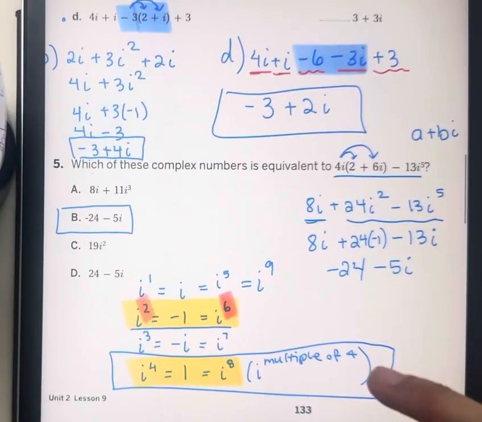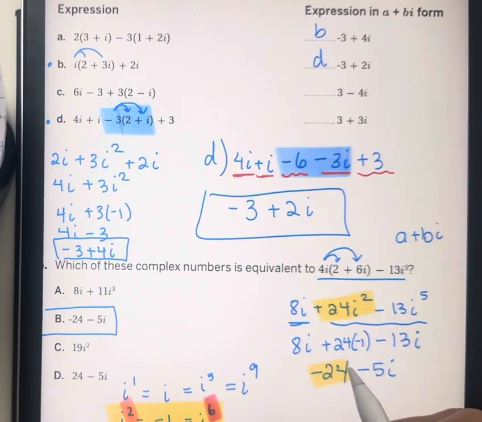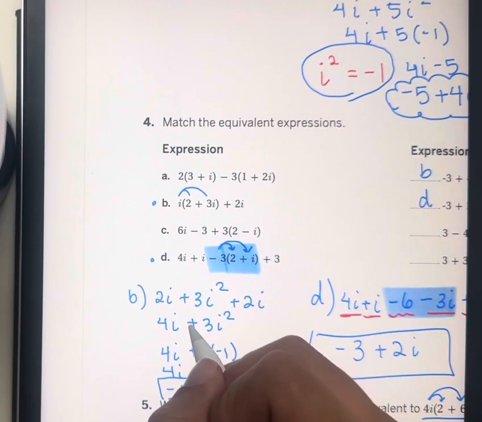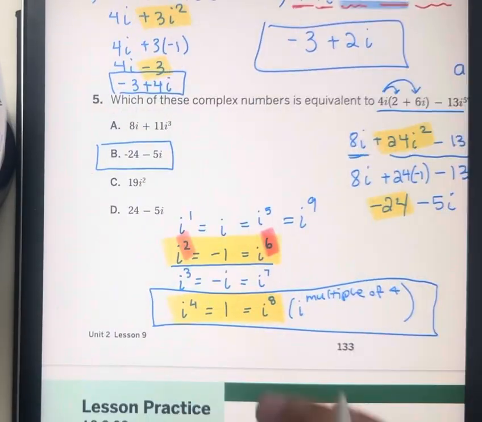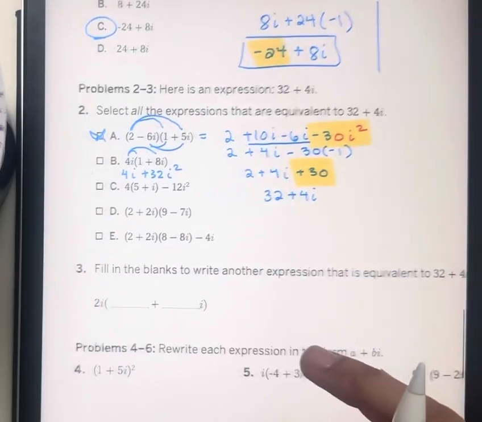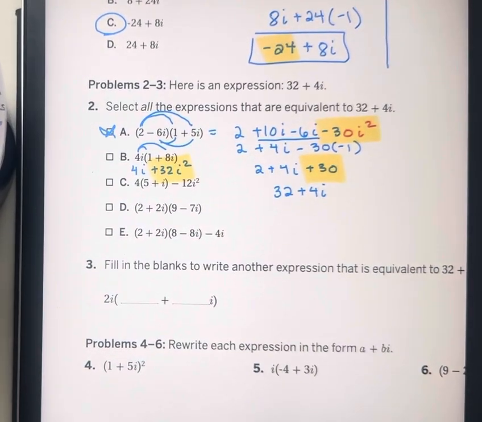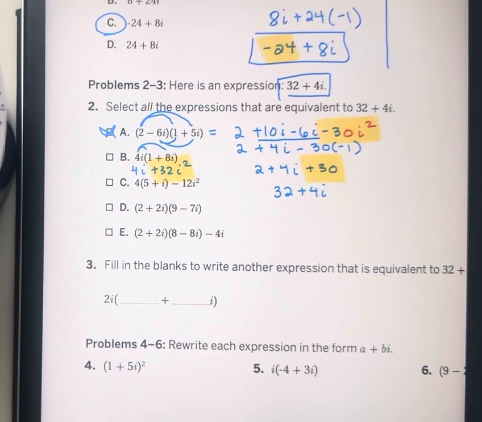If we look back at when we did 2, 9, here we had +24i squared, it became -24. Here we had +3i squared, it became -3. Okay, so let's go back. This +32i squared, that's going to be a -32, which means it is not going to match this expression of 32 plus 4i. Okay? It's not the same.